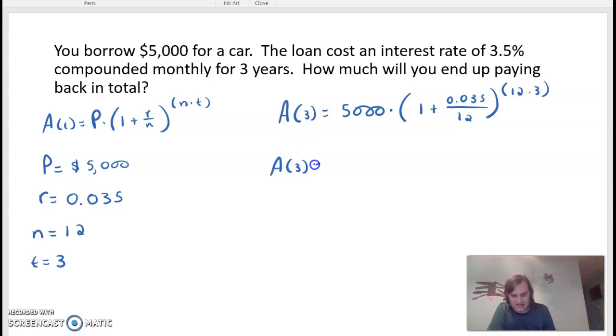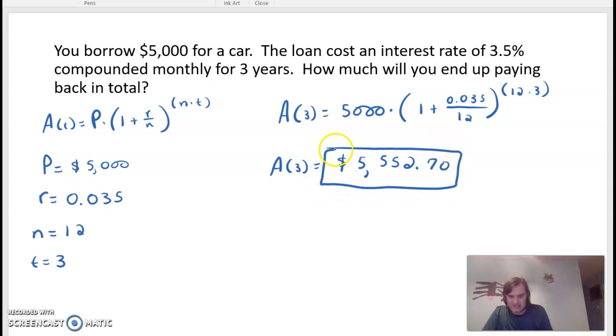So I'm going to put that in my calculator, and let's see what we get. Alright, so I've got, not as impressive as the last one, $5,552.70. Okay, so that is the amount the account would be worth after 3 years, compounded monthly. Thank you.